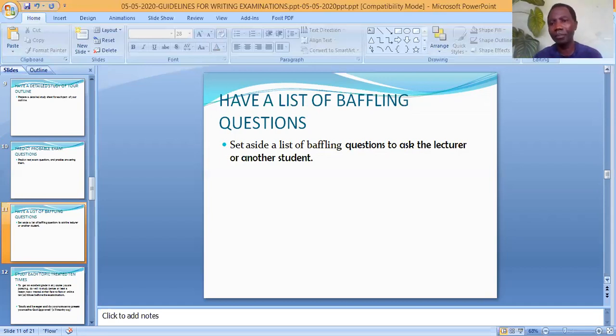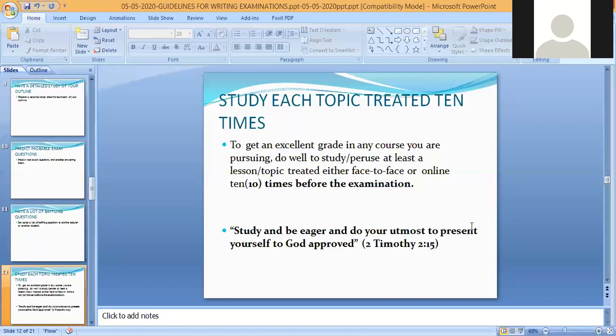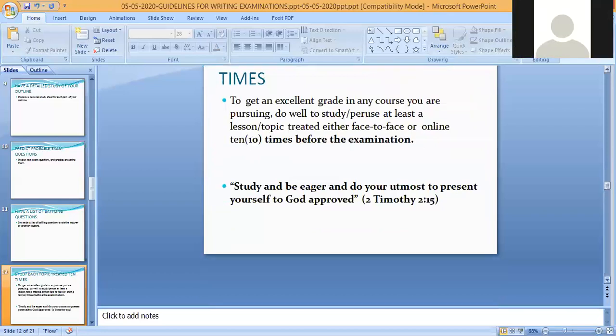And we have to study each topic treated 10 times, even if you forget anything. This is pedagogically and andragogically advisable: to study each slide or topic treated in class. How many times? 10 times. Once you do that, it will just become part and parcel of you. Is that okay? So study each topic at least 10 times, and that will help you.